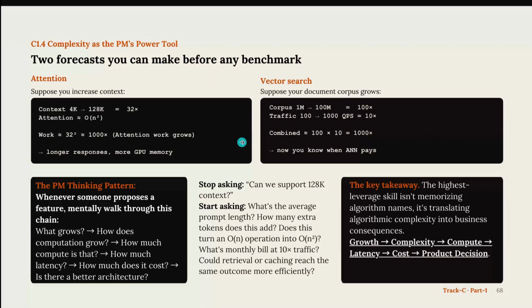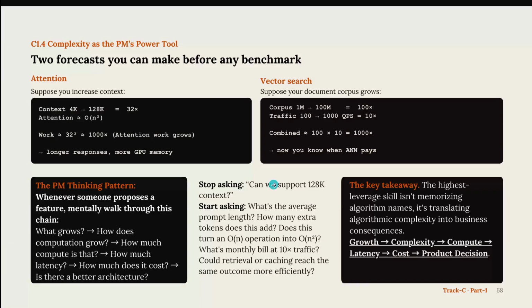As a PM, whenever someone proposes a feature, mentally I want to walk through this chain. What is growing? How does the computation grow, which is the order of growth? How much compute is that? How much latency will it incur? How much will it cost me? And is there a better infrastructure or architecture that I can use?